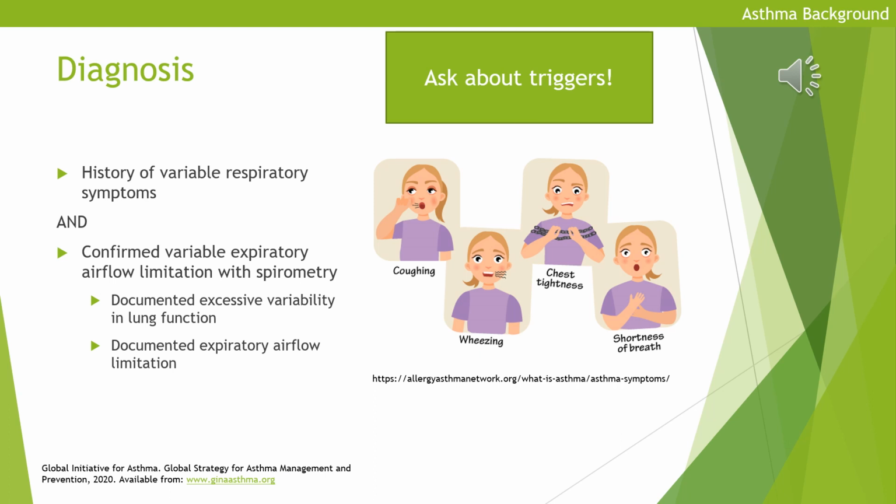But in addition to the symptom history, they need to also have confirmed variable expiratory airflow limitation with spirometry. So this can be documented excessive variability in lung function or documented expiratory airflow limitation. And so the things that we look for with the spirometry include the peak expiratory flow, which will be measured as the highest of 3 readings, as well as the forced expiratory volume in 1 second. The common symptoms of asthma include coughing, wheezing, chest tightness, and shortness of breath.